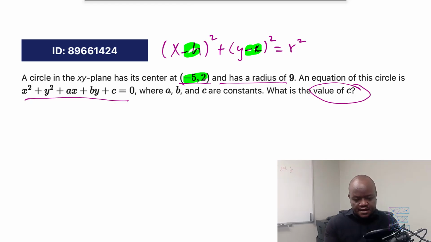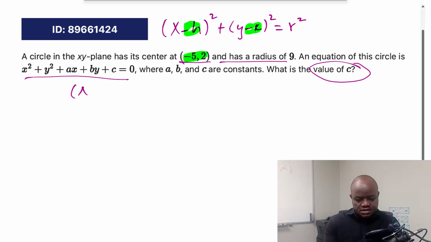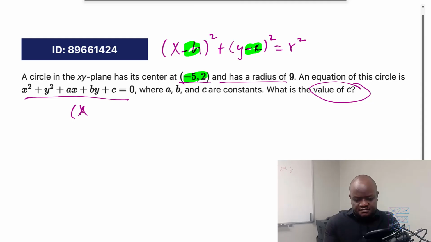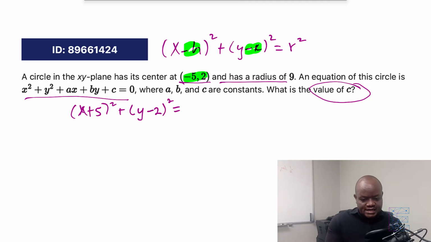So let's actually go ahead and do that. It'll be (x plus 5), change the sign, right, squared plus (y minus 2). Notice I'm changing the sign, squared equals the radius. Now the radius is given as 9. Remember, the equation requires you to square that, so 9 squared is 81.